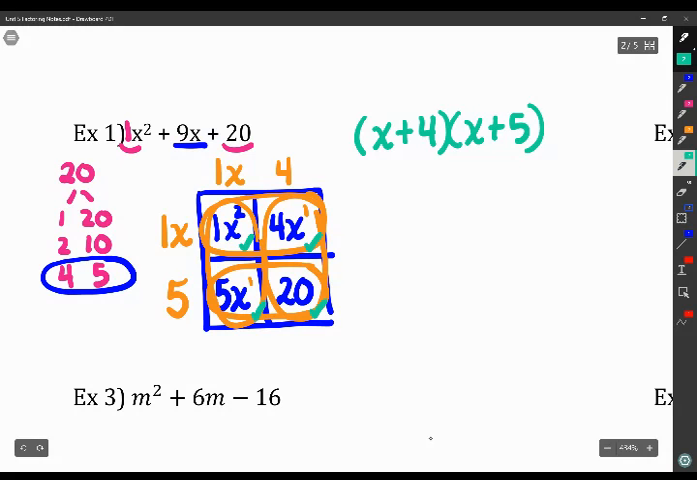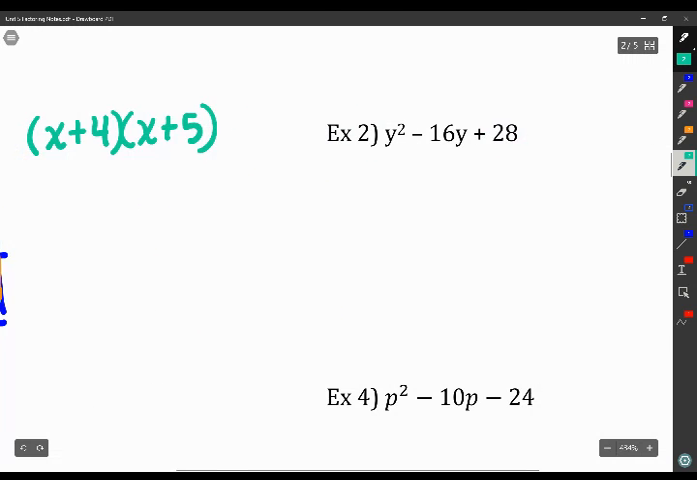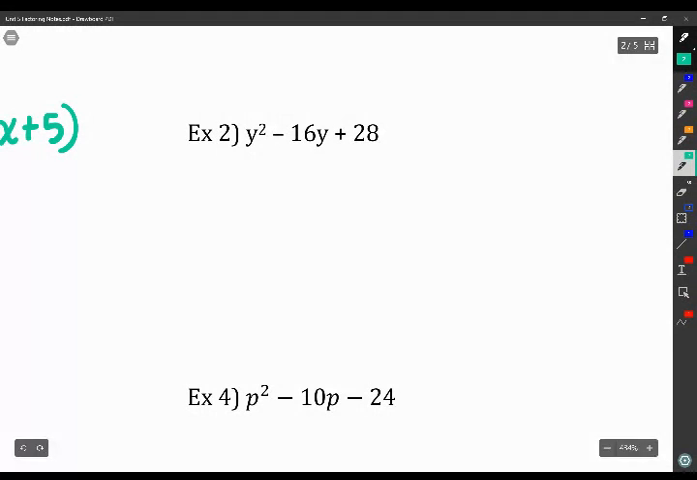And I don't put the 1 in because the computer doesn't like it. When you put your answer in the computer, it doesn't like it when you put a 1 in. It's not needed. When I look at example 2, it's the same thing. Normally I would do step 1, but step 1 isn't needed for today. And so we're going to multiply 1 times 28, which is 28.